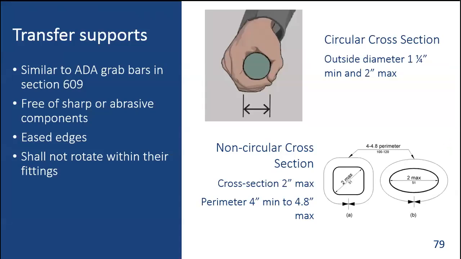All right, we're going to talk a little bit about the cross-section. The requirements for the cross-section profile of the supports are the same as they are in the ADA and ABA standards for accessible design. Specifically section 609, there you will find the requirements for the non-circular cross-section and the circular cross-section. And what we say is that it has to be free of sharp or abrasive components. It has to have eased edges, and then it shall not rotate within the fittings.